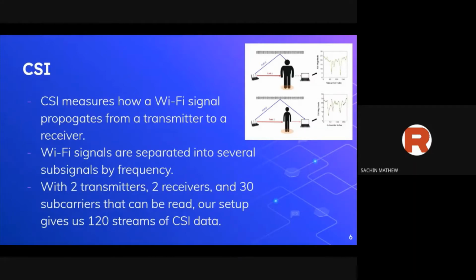Likewise, Wi-Fi signals are separated into several different subsignals or subcarriers by what frequency they're emitted at. And in our case, with 2 transmitters of Wi-Fi signals, 2 receivers for Wi-Fi signals, and 30 subcarriers of frequency that are being read, our setup gives us 120 different streams of CSI data.